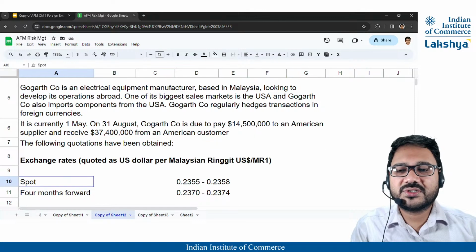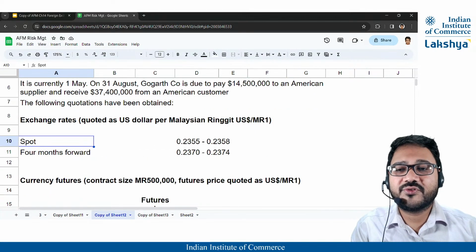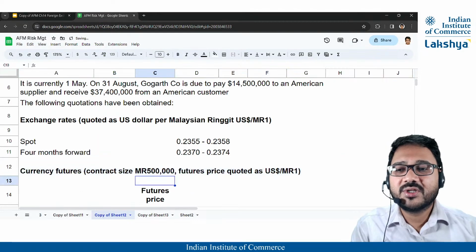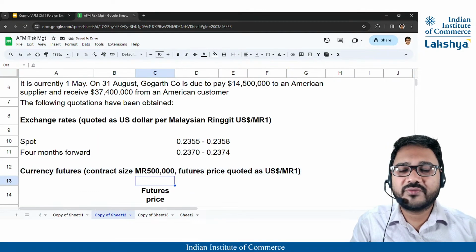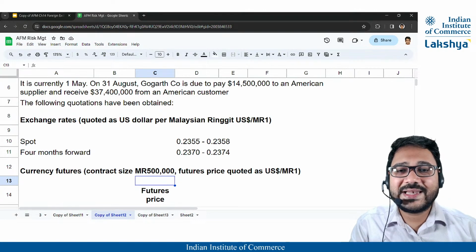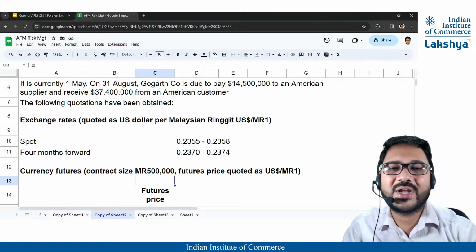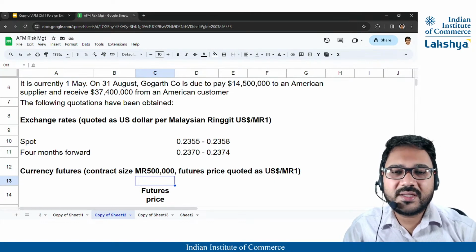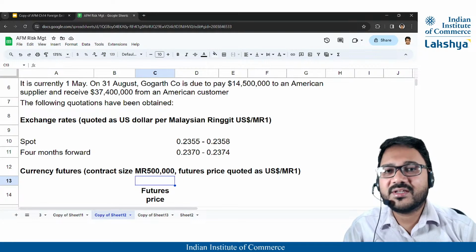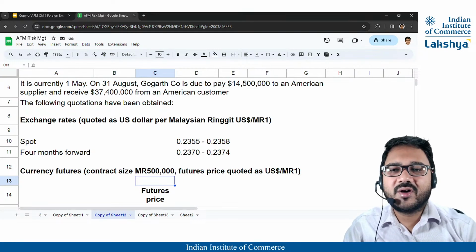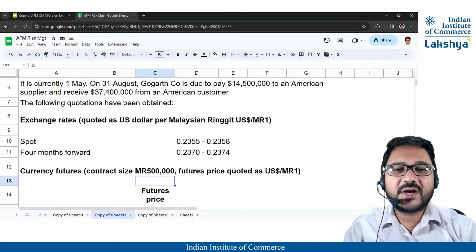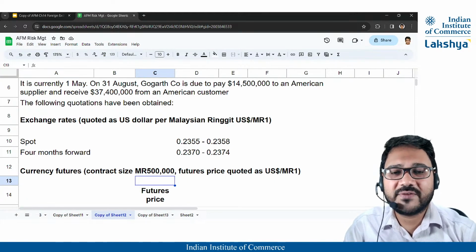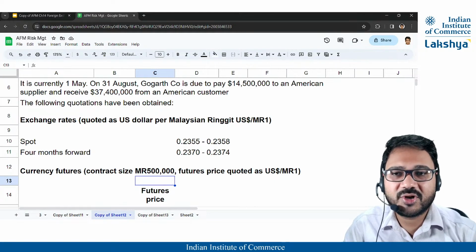They have given us a spot rate and a 4 months forward rate, which is relevant because we are looking at 4 months only. Now we need to select which rate applies to us. One way of going about it is converting the amount at both rates and seeing where you are to receive less. Or the other way to think about it is, how is the quotation given? 1 MR is equal to either $0.2355 or $0.2358.